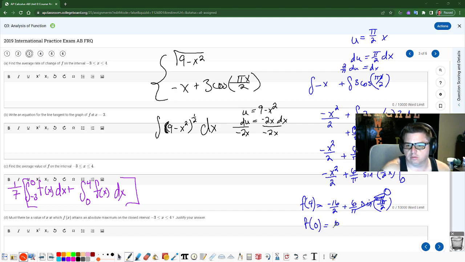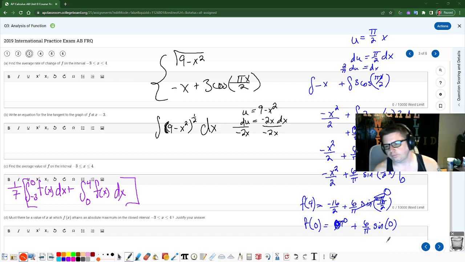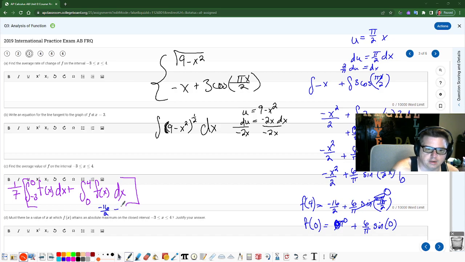So we're going to do 0. So this whole first part is just going to go to 0 plus 6 over pi sine of 0. So then sine of 0 is just 1, so that's going to be 6 over pi. So when we do this, we're going to get this, take away that. So we're going to do negative 16 over 2 minus 6 over pi, because you have to do f of 4 minus f of 0 once you integrate it. We're going to plug in the top value, then subtract the bottom value. So the second piece is going to be looking like this.